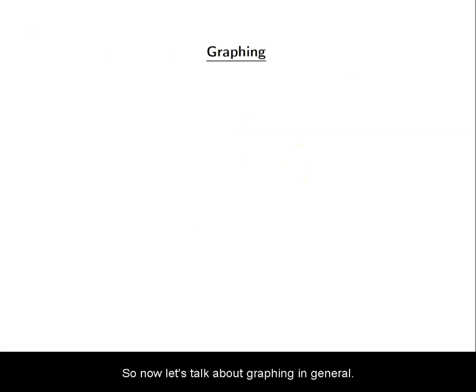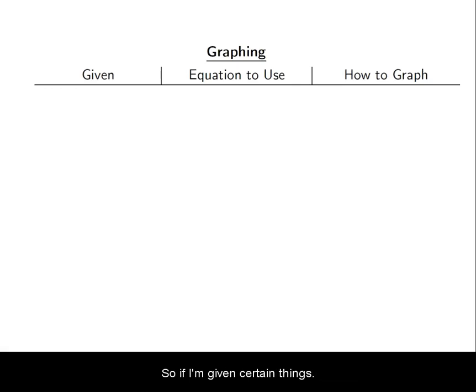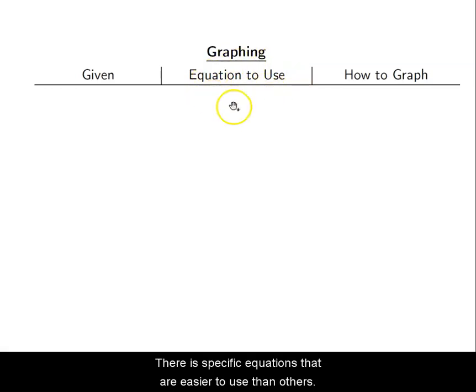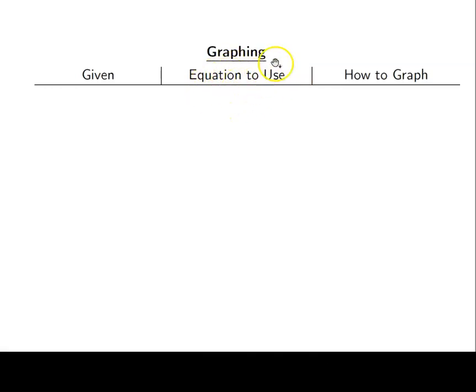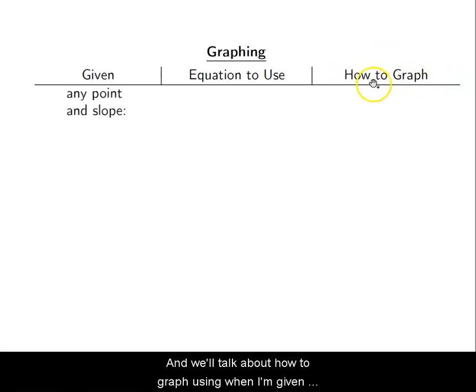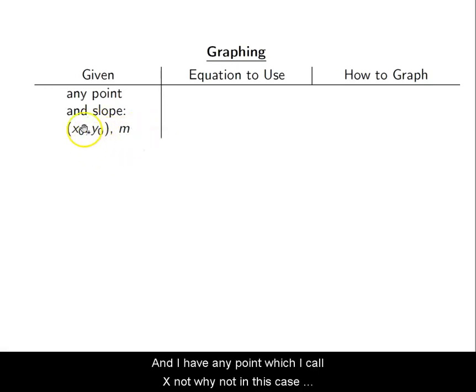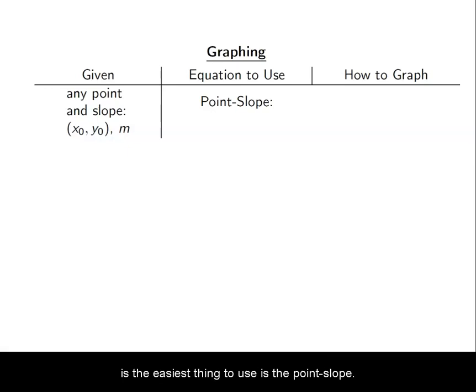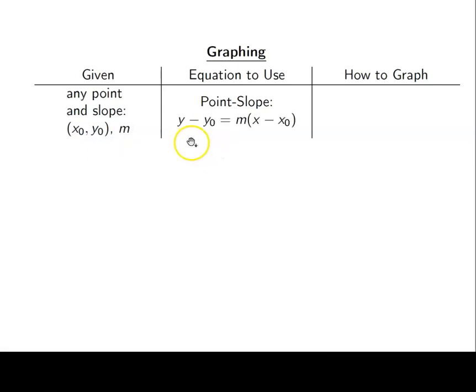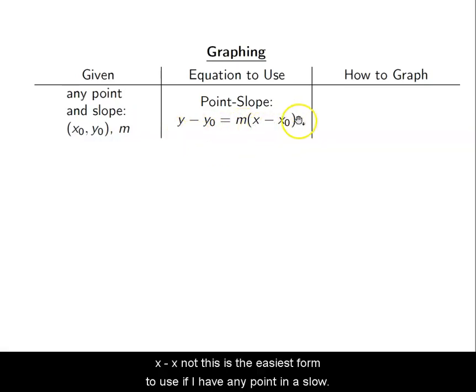So now let's talk about graphing in general, for equations of lines. If I'm given certain things, there are specific equations that are easier to use than others, and we'll talk about how to graph using what I'm given. So let's say I'm given any point and a slope. So I have my slope, and I have any point, which I'll call x naught, y naught in this case. So the easiest thing to use is the point-slope form, which is y minus y naught equals m times x minus x naught.